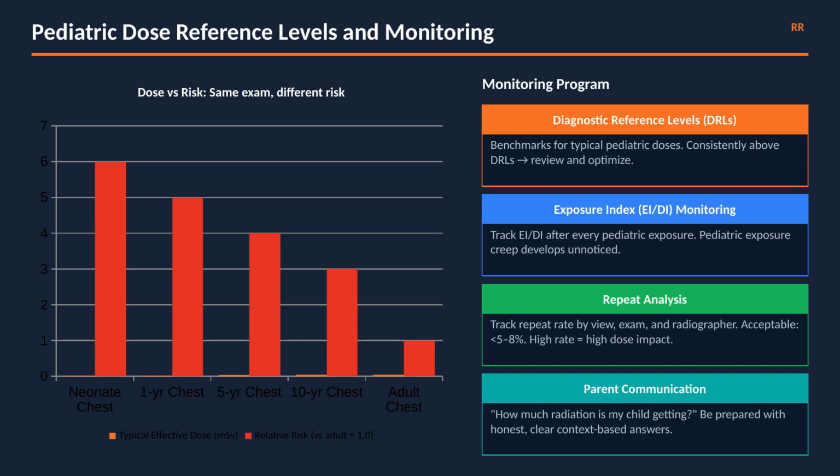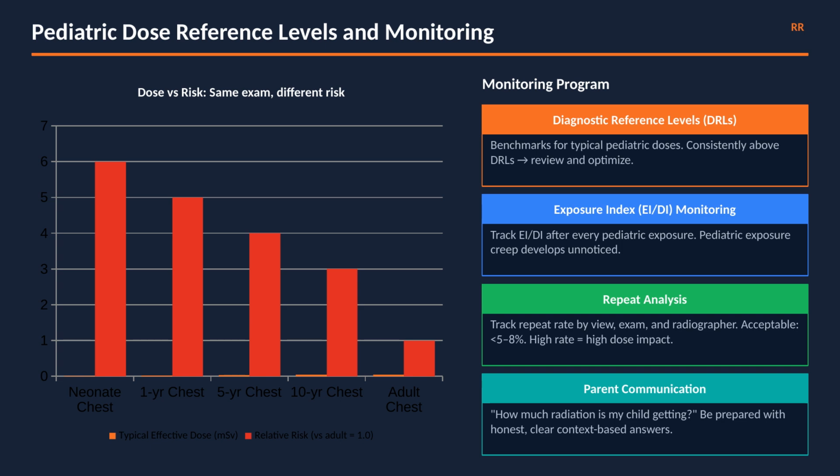For monitoring elements of the pediatric QA program, diagnostic reference levels, or DRLs, are national benchmarks for typical doses in standard pediatric examinations. If your department's doses consistently run above DRLs for pediatric exams, technique review and optimization are required. Exposure index monitoring: track EI and DI after every pediatric exposure, not just when the image looks wrong.